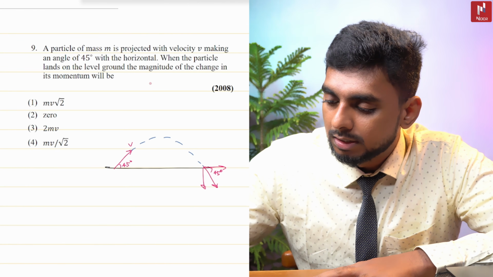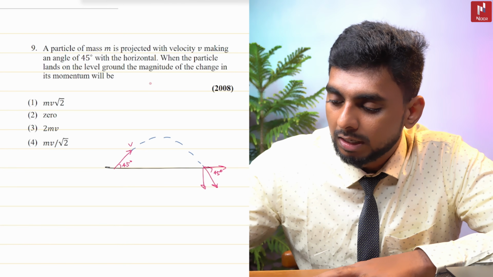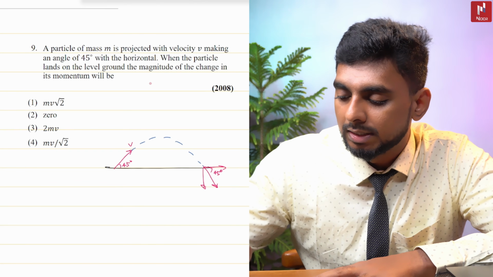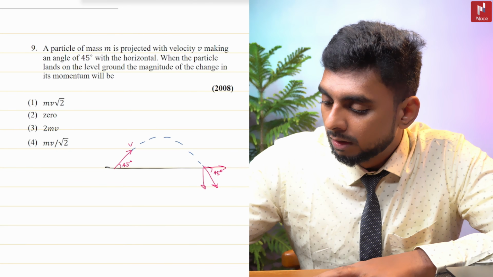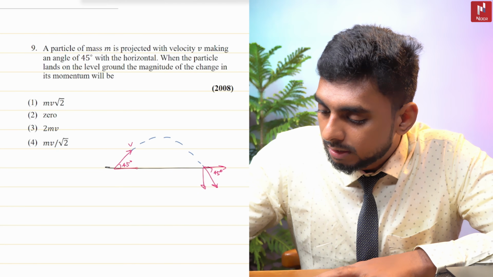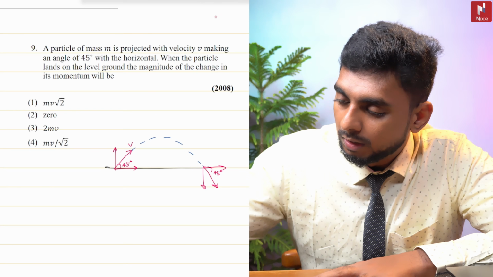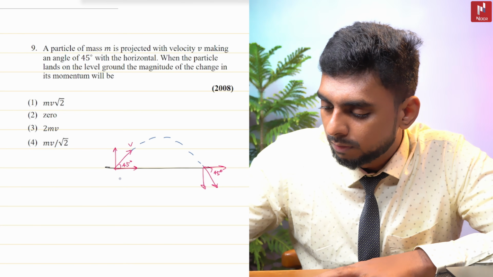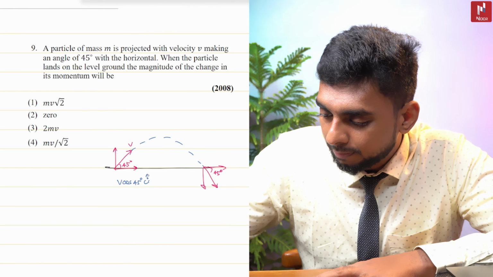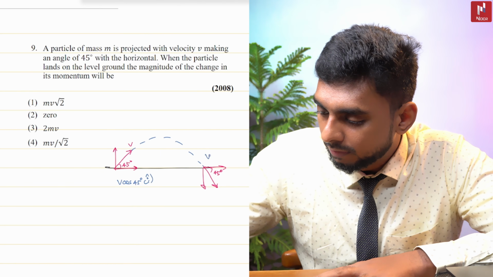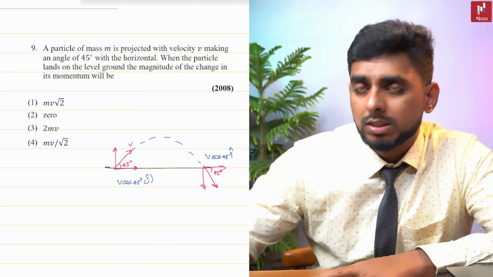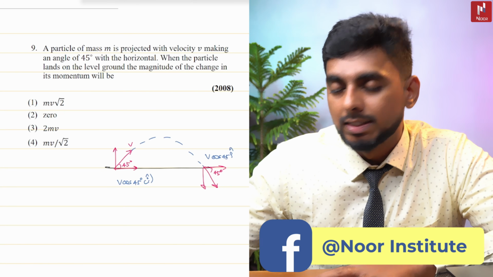What they're asking us to find is the magnitude of change in momentum when the particle lands on the level ground, which means final momentum minus initial momentum. So let me do it. Here you have this component, which is my x, and this is my y, correct? The x component will be v cos 45 degrees i cap. Here also you will have the same v cos 45 degrees i cap. It is pretty obvious that the x component is not going to change, only the y component will change in its direction, right?